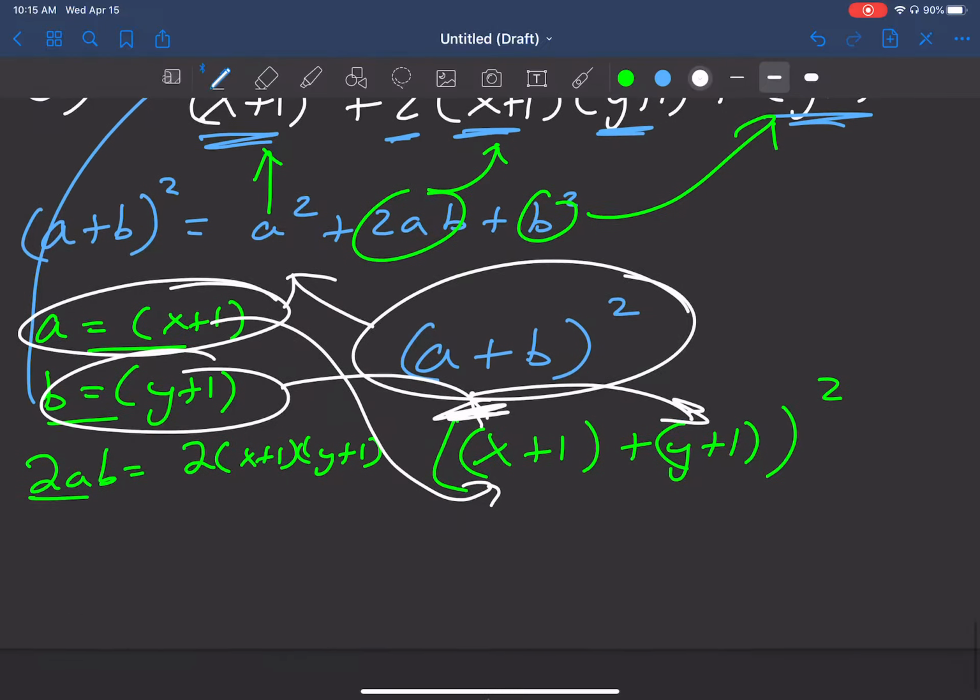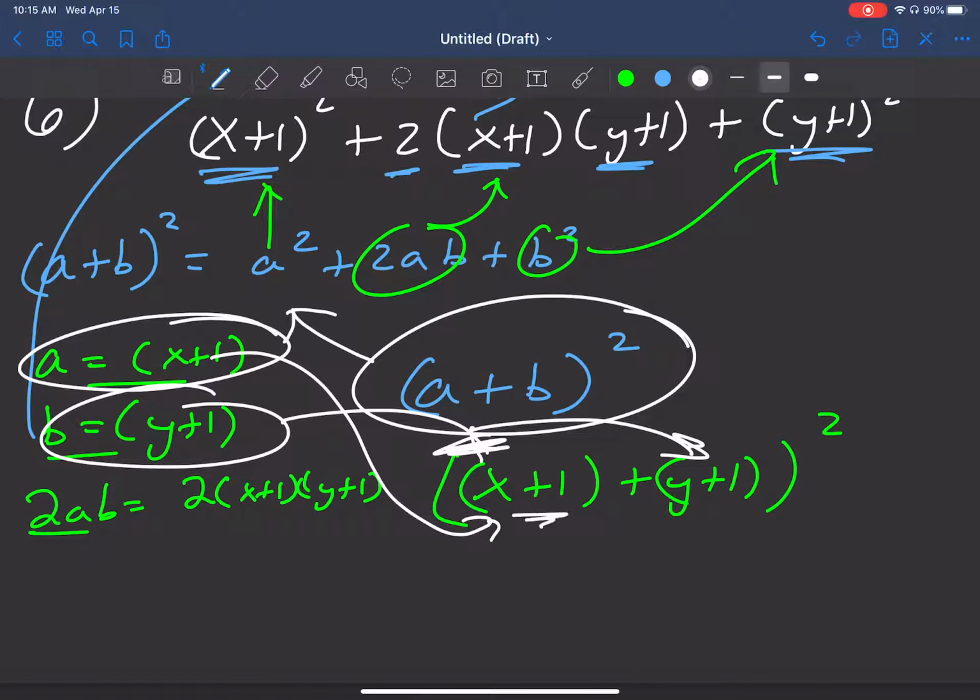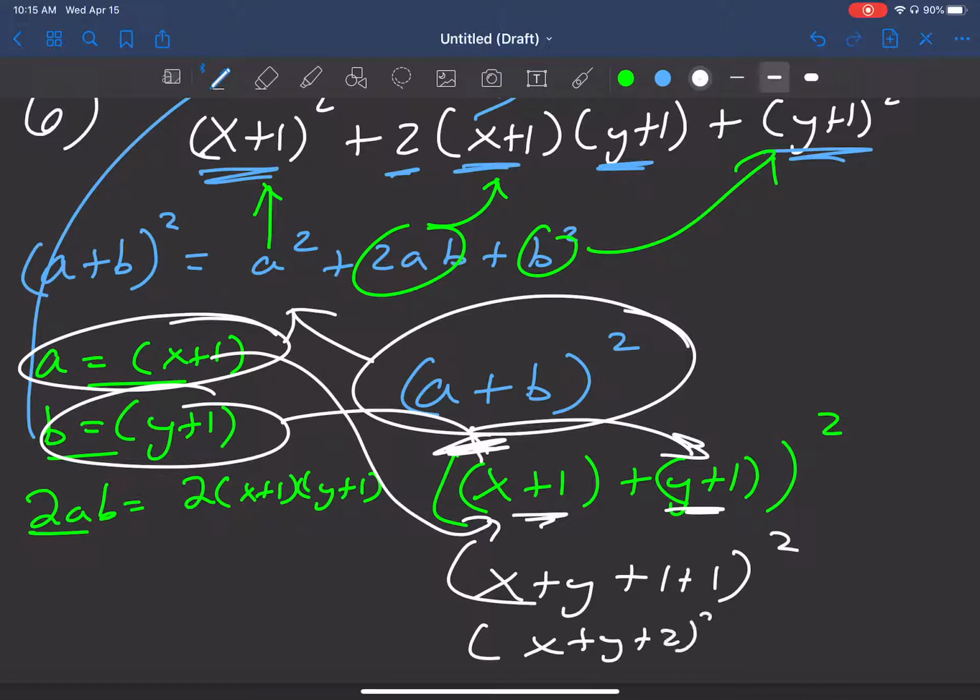So really what you're saying is, we have our a plus b, so the whole thing squared. Well, we can simplify this. We can do x plus y plus 1 squared. Of course, that gives you x plus y plus 2 squared, right? And that should be C or B.